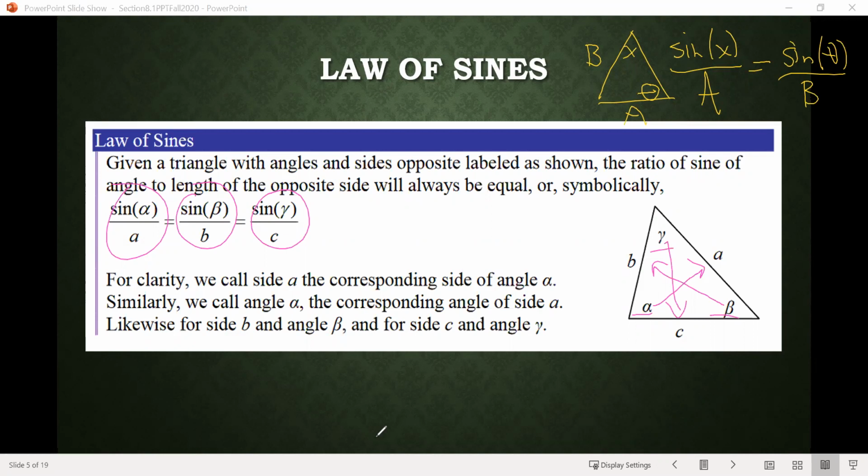Okay. All right, one more thing I'll say about this is generally when working with the law of sines, we are working with angles measured in degrees, but not always, but most of the time we are.